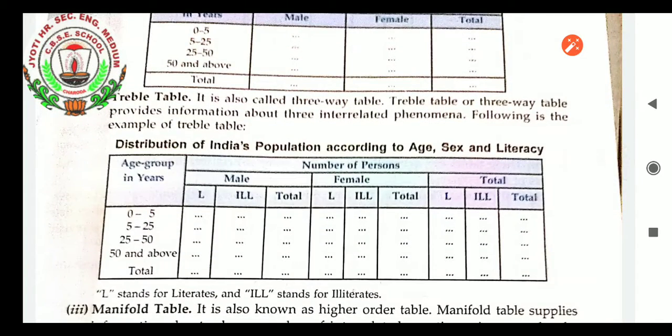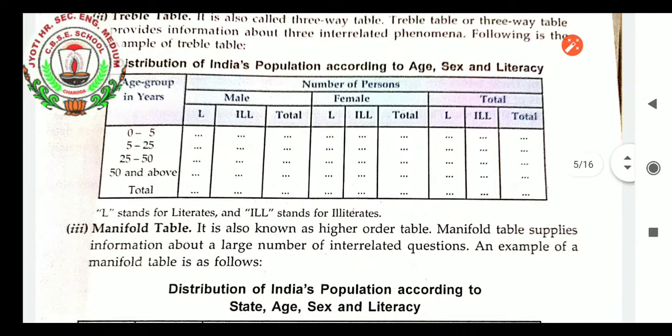Treble table, in which more than two headings are there, three stubs are there. It is also called a three-way table. A treble table or three-way table provides information about three interrelated phenomena, like number of persons, male and female. In the male, how many are literate and how many are illiterate. That way, if we divide both male and female, then it will be a treble table. L stands for literates and ILL stands for illiterate.